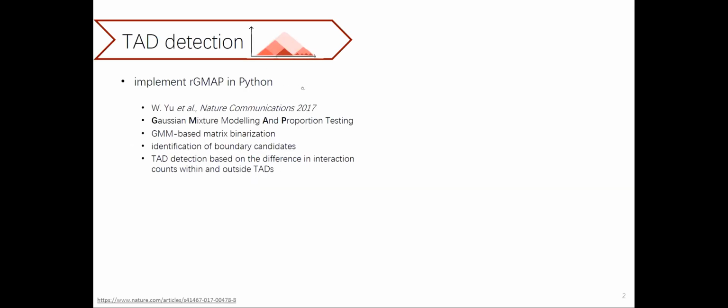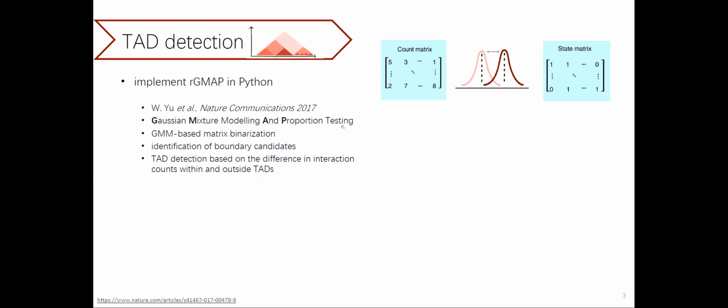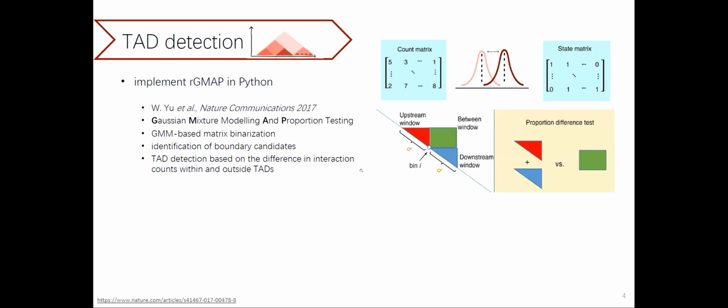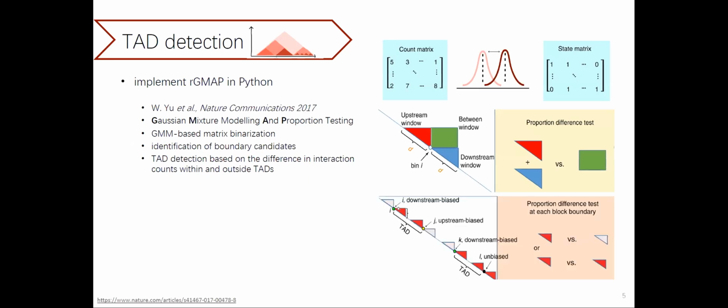The algorithm we implemented was RGMap in Python, so we coded the whole thing in Python, which is originally in R. It's based on Gaussian mixture modeling and proportion testing, and uses VGMM-based matrix binarization, going from a count matrix to a state matrix, and then identifies the boundary candidates using the proportion test between the upstream and downstream window and the between window, and then calls the TADs based on their bias at each boundary or peak called before.